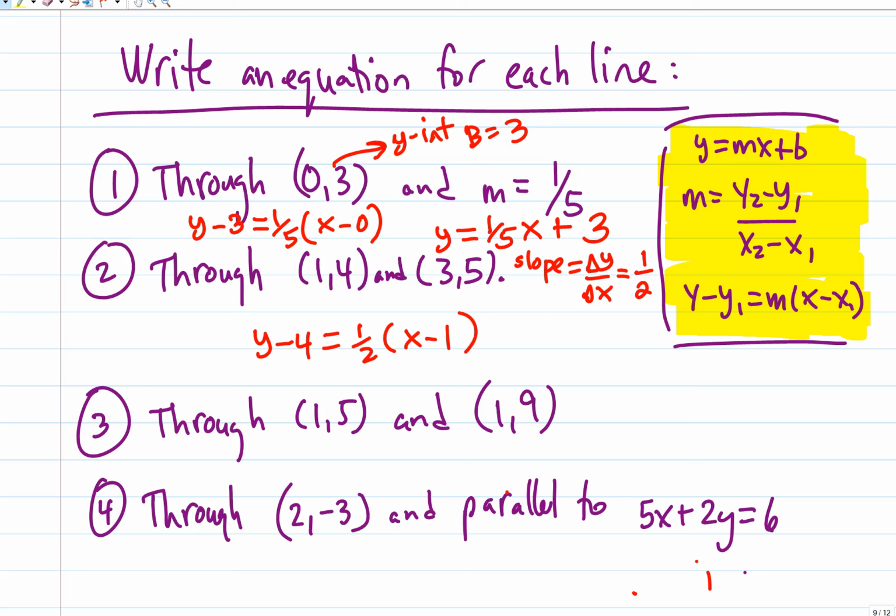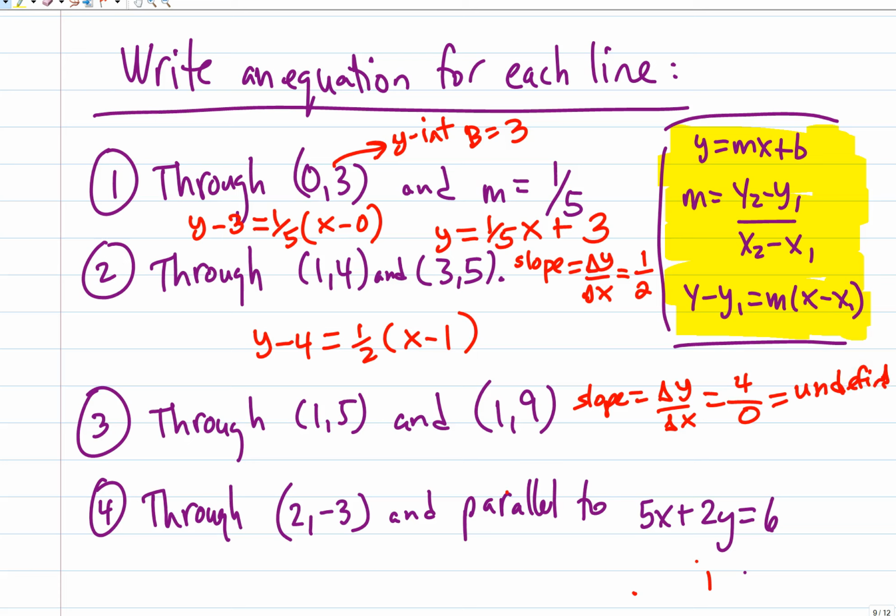Next one, they gave you 2 points. What are you going to do first? Okay, if I go to find the slope, the change in y over change in x, this ends up being 9 minus 5 is 4, 1 minus 1 is 0. We got a problem, don't we? That wasn't a bad idea, but we have a slope that is what? What's the word? Undefined.